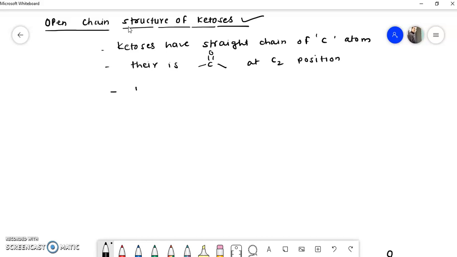Like aldoses, there are D and L series of ketoses also. Now you know when D configuration is used and when L notation is used: when the hydroxy group of the second last carbon from the bottom is on the right hand side, then D notation is used, and if the hydroxy group is on the left hand side, then L notation is used. Okay, so we'll see the structures of ketoses.